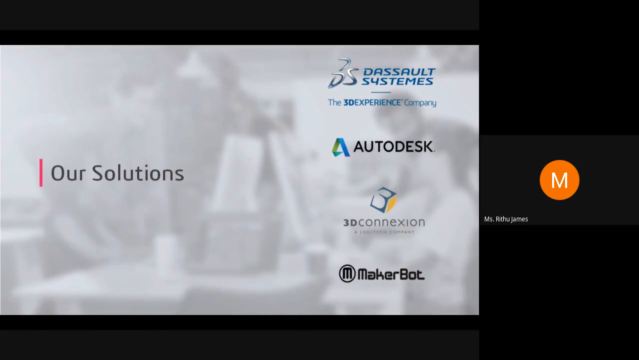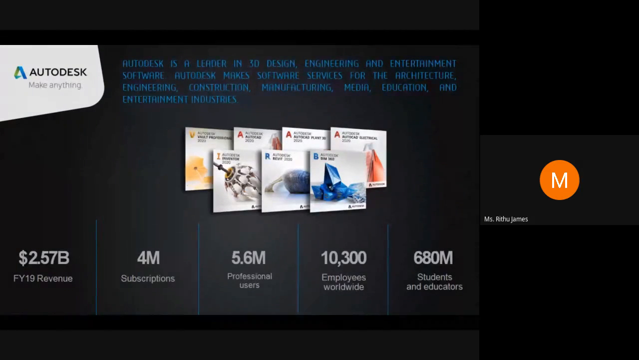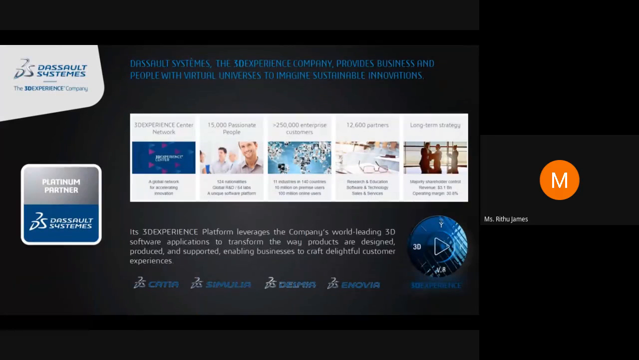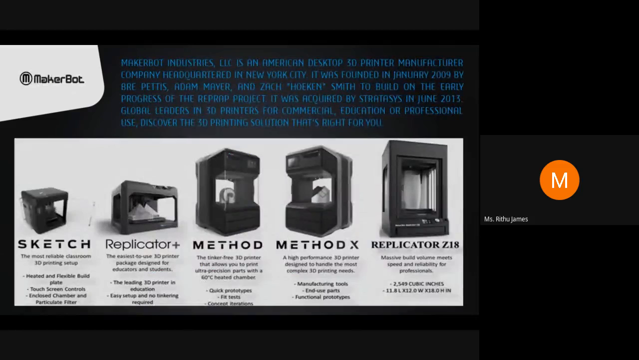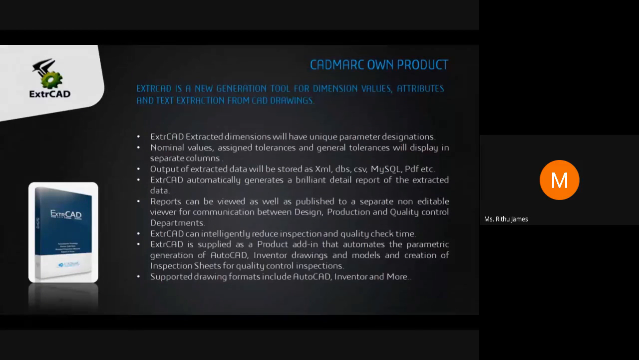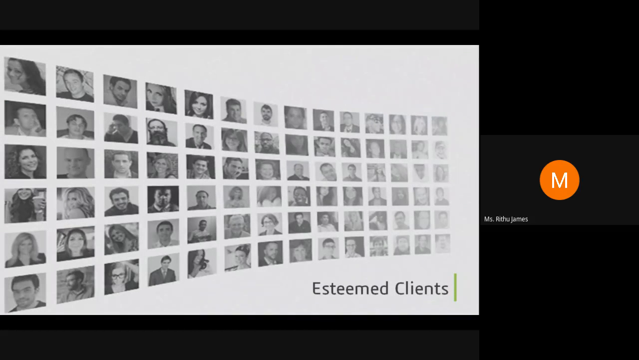CADMark partnered with global leaders to sell, support and service their solutions to drive customer innovation. We represent Autodesk for drafting and design software like AutoCAD, Inventor and Revit. As a Dassault Systems Platinum partner, we address areas of product design, styling, systems engineering, PLM solutions and realistic simulation. Accelerate performance and increase design productivity in a 3D environment through 2D and 3D mice from 3Dconnexion. A wide range of 3D printing solutions from MakerBot, a Stratasys company, using fused deposition modeling. Finally, ExtraCAD, a product developed by CADMark, helps in inspection report automation and ballooning software for AutoCAD and Inventor quickly and accurately. Our esteemed customers are our guiding force. Their valuable feedback helped us to make measurable improvements in our service.